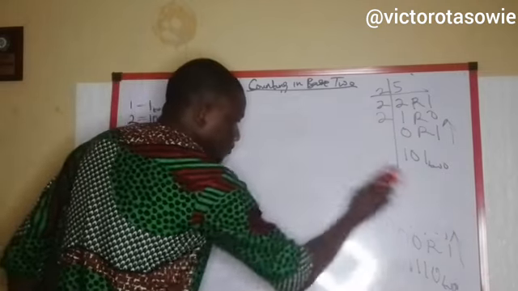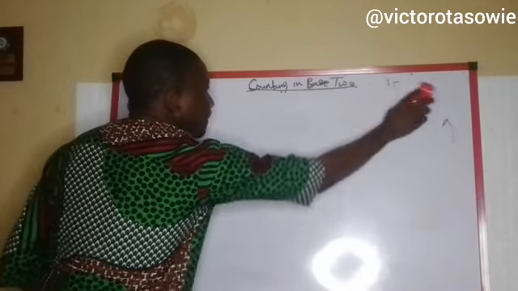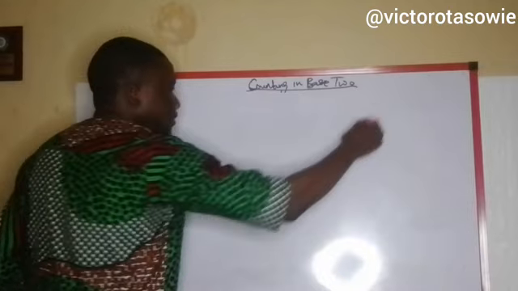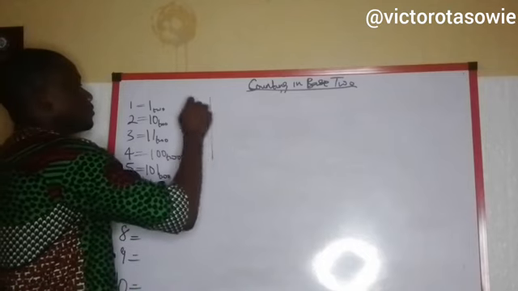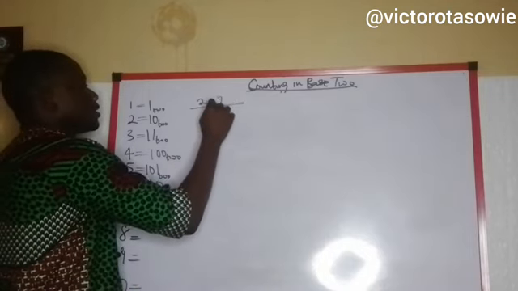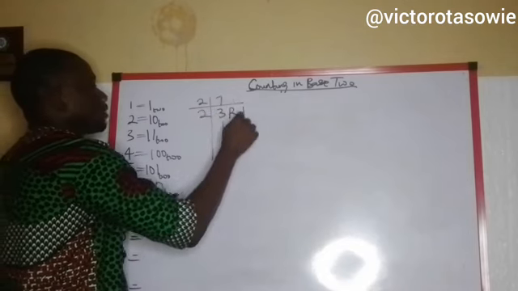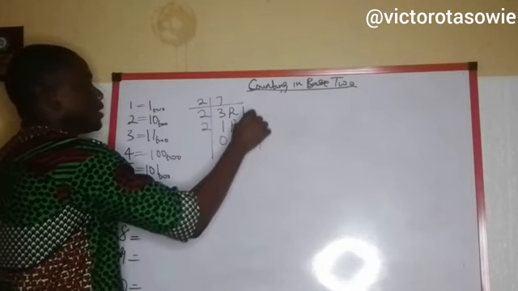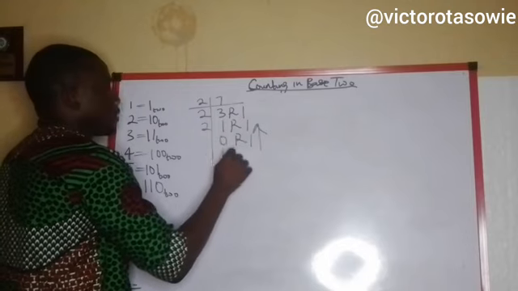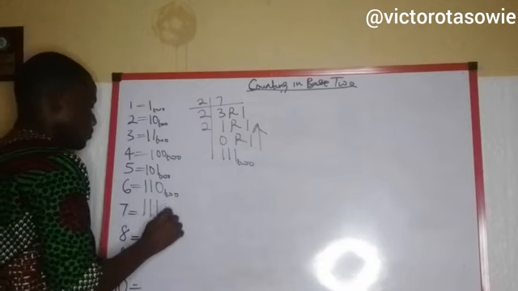So take note, it's not really difficult, it's very simple, but we have to ensure that we work on it very well. So the next one, let's work with 7. 2 into 7 is 3, remainder 1. 2 into 3 is 1, remainder 1. 2 into 1 is 0, remainder 1. So that means 7 is 111 base 2.